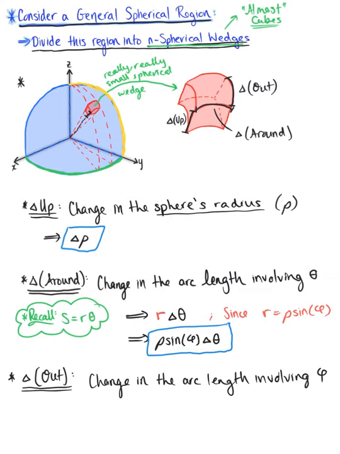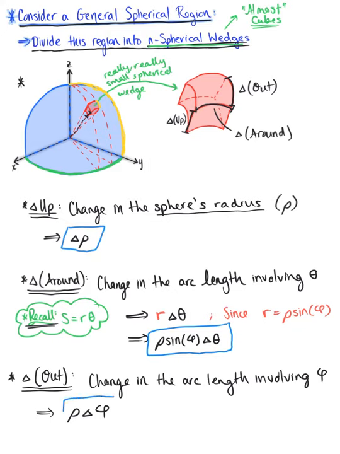So, and again, if you want to think about this in terms of your sphere, this little, really small spherical wedge here, this is that change in going out that we're thinking of. So the change in the arc length involving angle phi. So again, recalling the formula for the arc length, we can say that this is defined as the radius times the change in phi. So what radius is involved with phi? Rho. So this will be defined as rho times the change in phi.